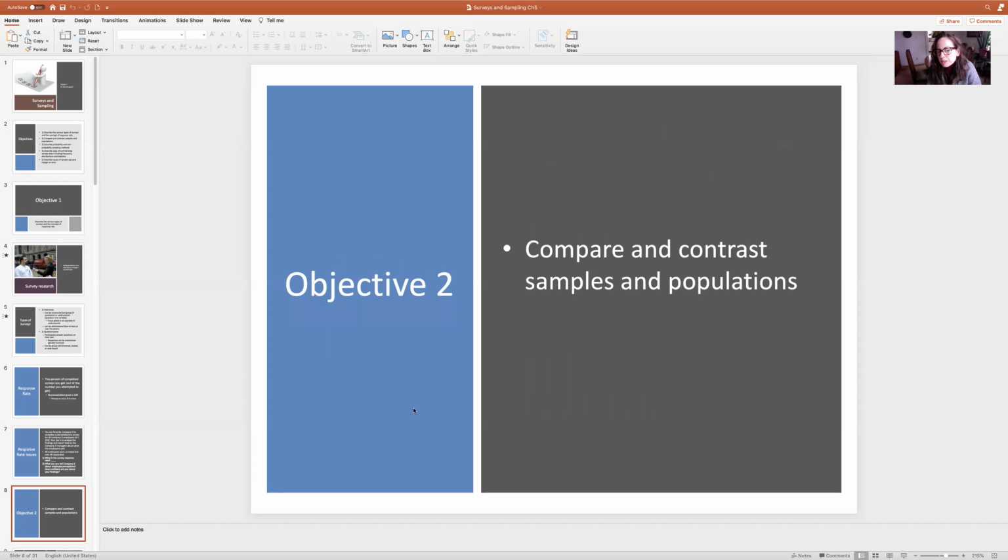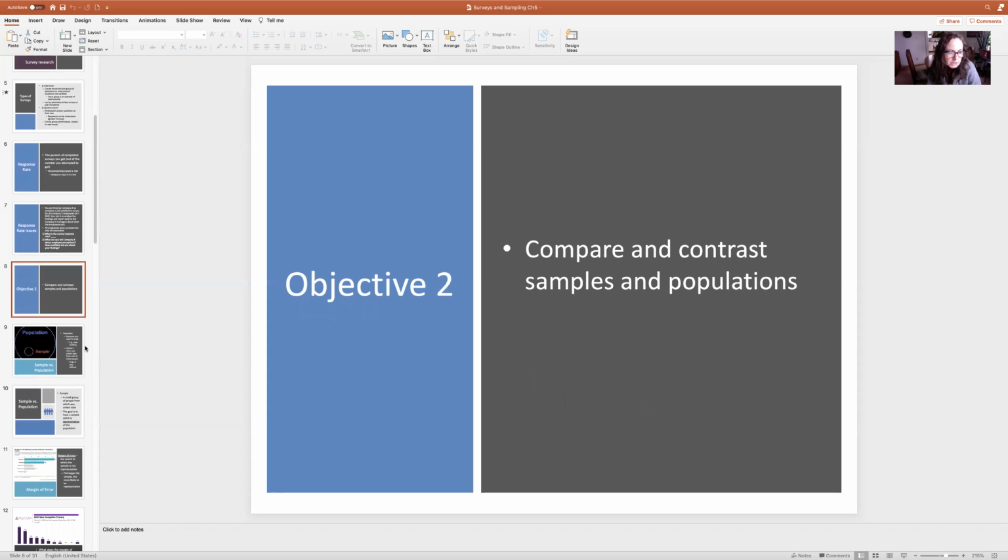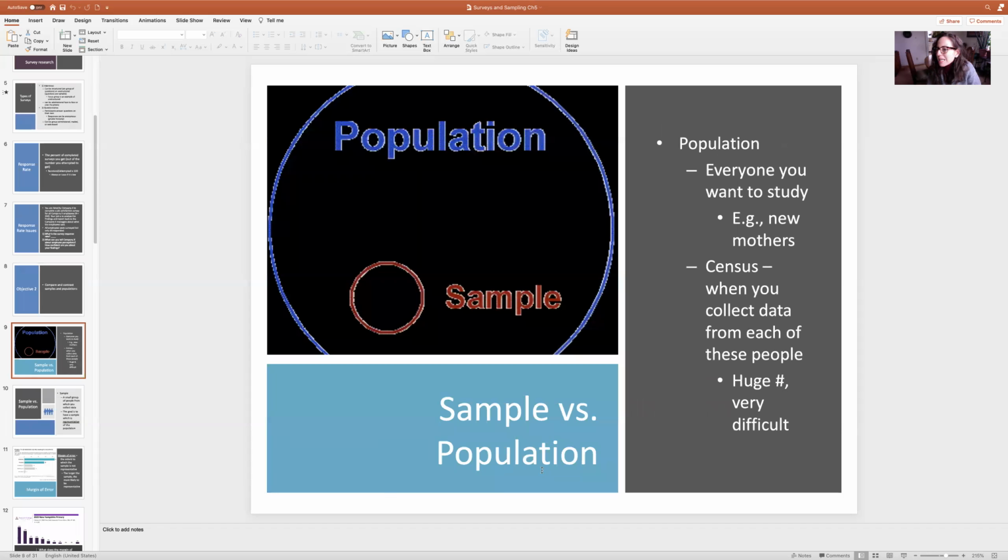Okay, objective 2 is to compare and contrast samples and populations. So what is a sample and what is a population? A population is everybody that you want to study. Let's say you want to study all new mothers, women who've just had a baby in the last month or so. Well, you can imagine there are new mothers all over the country, all over the world, right? So let's say your population is just new mothers in Missouri. If you were going to try to get all new mothers in Missouri, we would call that a census. You're collecting data from each of these people.